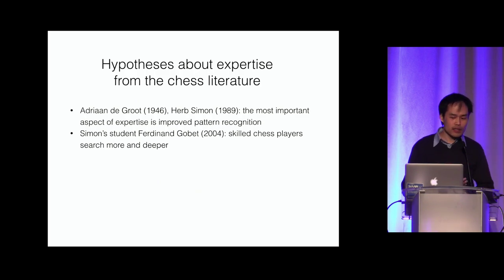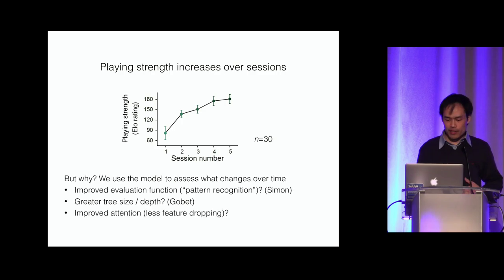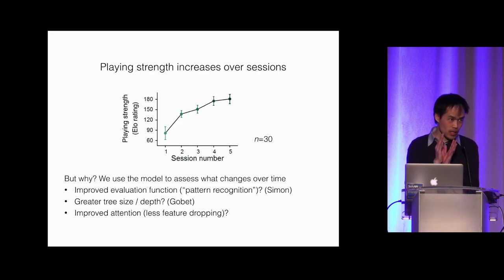Now, if you look at the hypotheses about expertise in the chess literature, it goes all the way back to Adriaan de Groot in 1946, and then Herb Simon, who worked in the 70s and the 80s on defending the position that the most important aspect of expertise is improved pattern recognition. Then Simon's student went against his advisor and argued that what's much more important is that skilled chess players search more and deeper. So those are both legitimate hypotheses. In our game, we can look at this because people do seem to increase in their playing strength over 5 sessions. So we bring them back 5 times. Now, using the model, we can fit the model to the moves in each session, and then we can try to assess what changes.